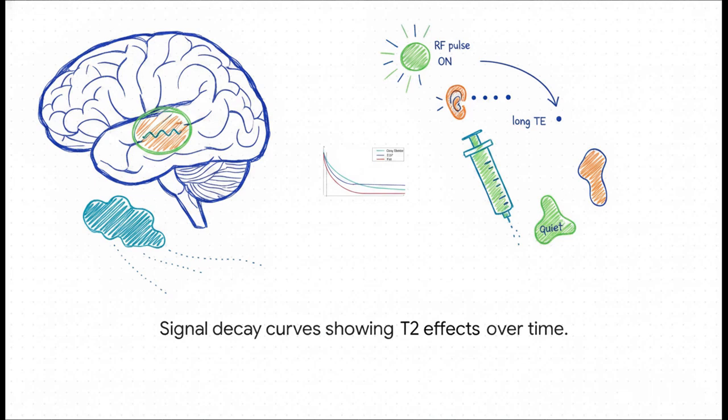So if we choose a long TE, we're waiting a long time before listening. By the time we finally listen, the fat has gone completely quiet, but the watery fluid is still ringing loud and clear. That long wait time leaves only the slow decaying tissues to produce a bright signal. And boom, that is exactly how we get a T2 weighted image.